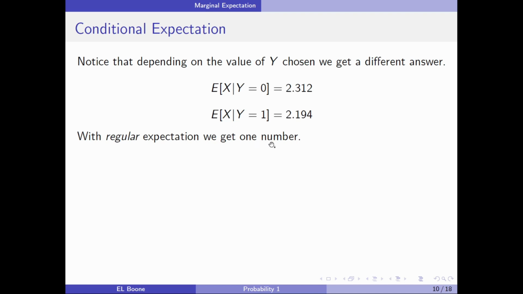With regular expectation, we're used to getting one number. Well, here we don't get one number. We get a bunch of numbers depending on what the value of y is. And you'll see this come out even a little bit stronger in our next example.